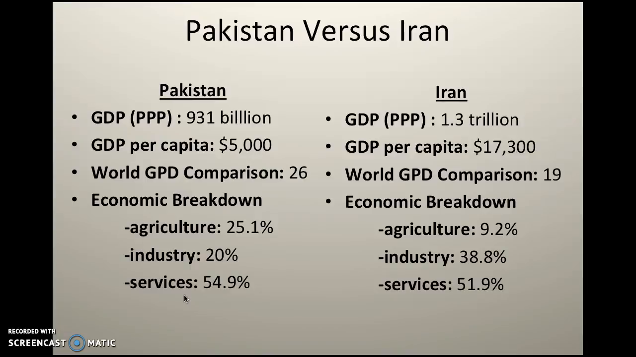And their breakdown is actually a lot different than Pakistan's. Their agriculture only accounts for 9.2%, whereas industry is higher at almost 40%.